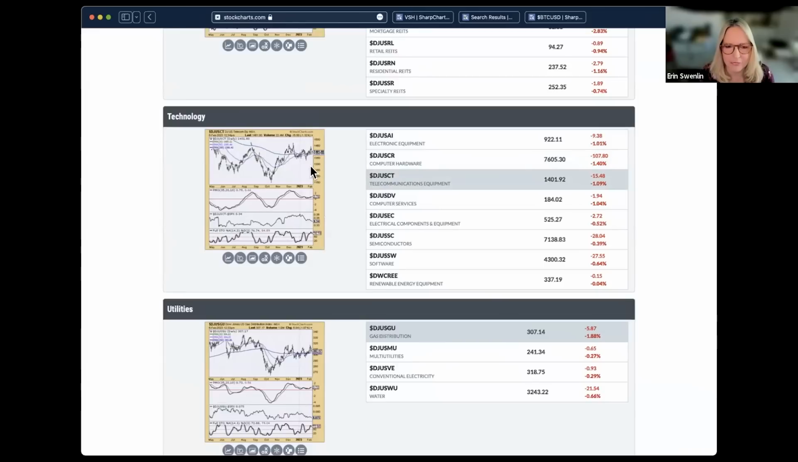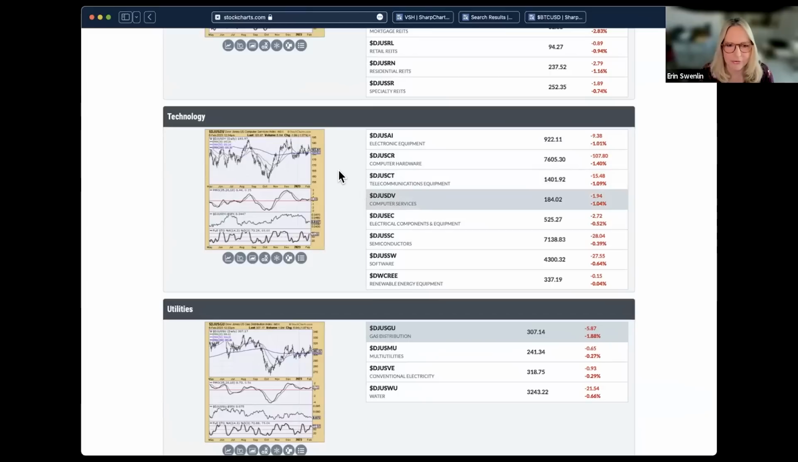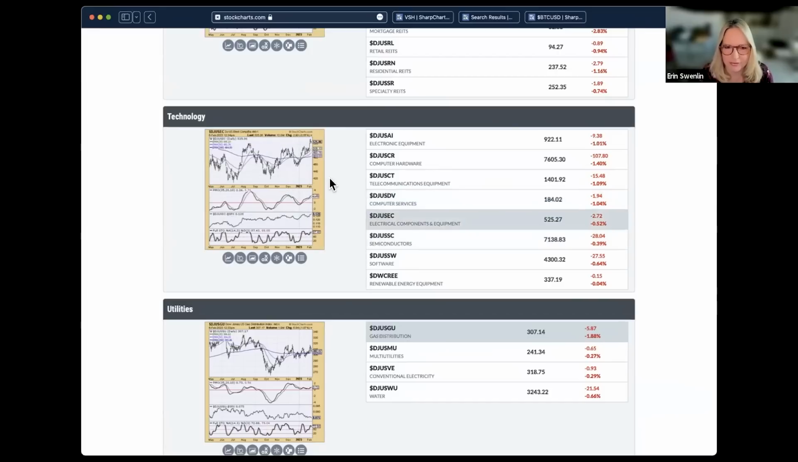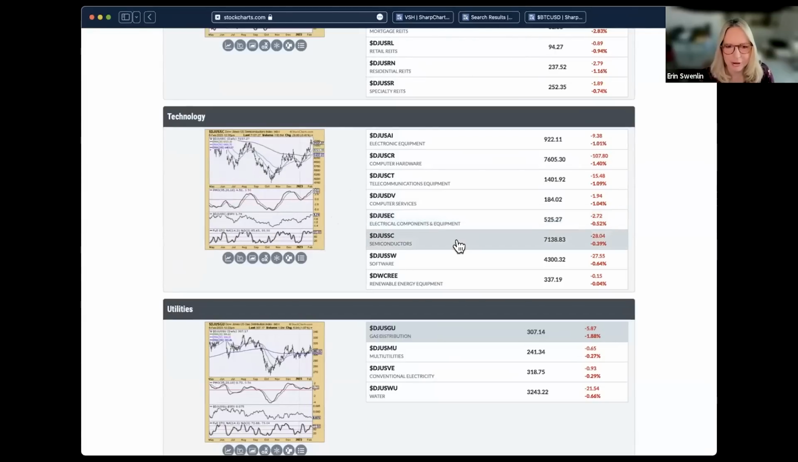Telecom, not really a favorite in this area, more of a sideways movement, no real breakouts. Computer services, sort of a similar look to telecom. I'm not a fan of this area, more of a sideways trading range. Yes, we have a PMO buy signal, but again, wouldn't you rather be involved in something that's having big rallies like electrical components and equipment? Big breakout, pull back to the breakout point. You can see holding this level of support right up here. This looks like a great industry group.